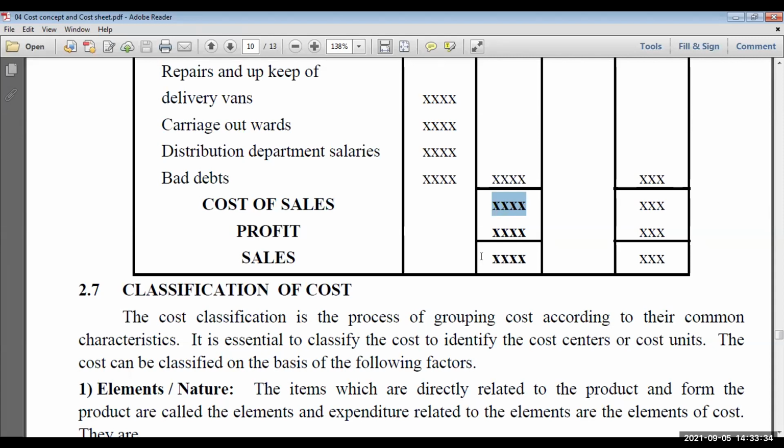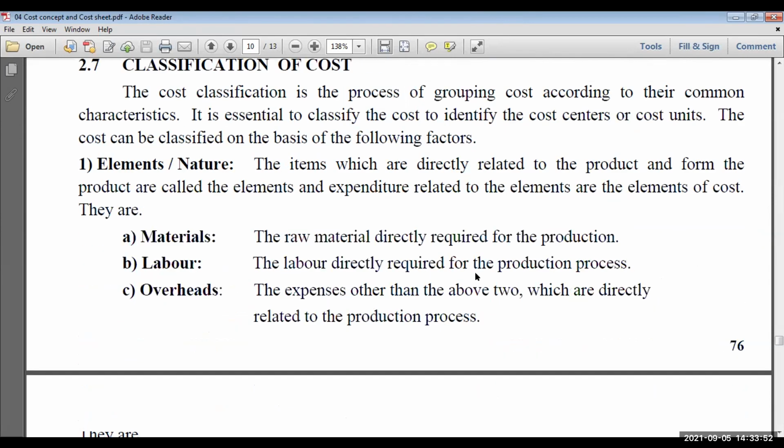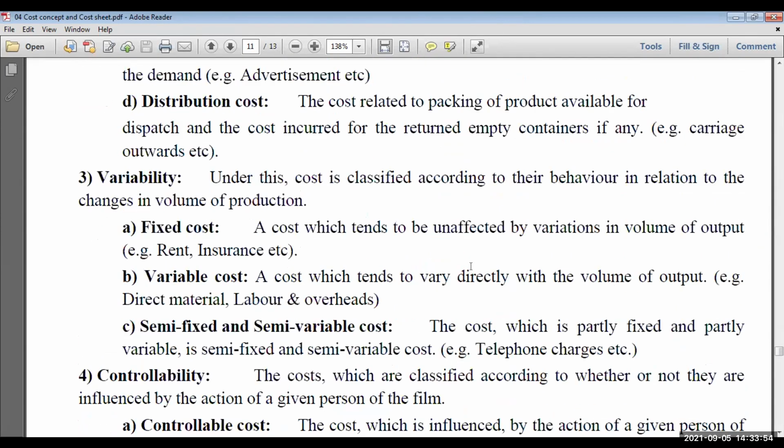If it is 1 lakh and the number of units is 10,000, then this will become 10. 1 lakh is the rupees of sales by selling 10,000 units. So 1 unit can be sold for 10 rupees. That's it. Is that statement clear?